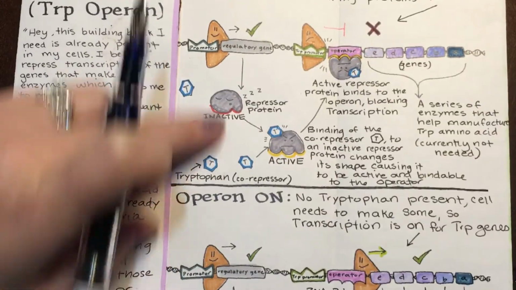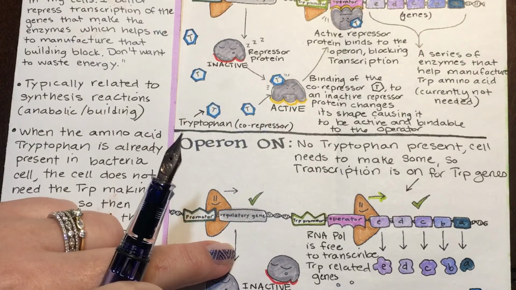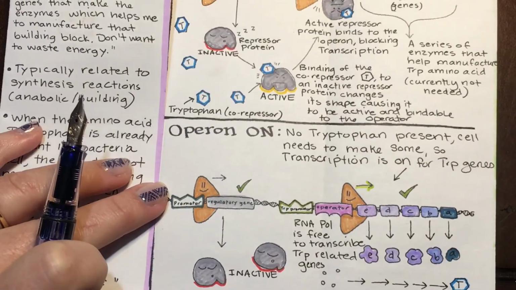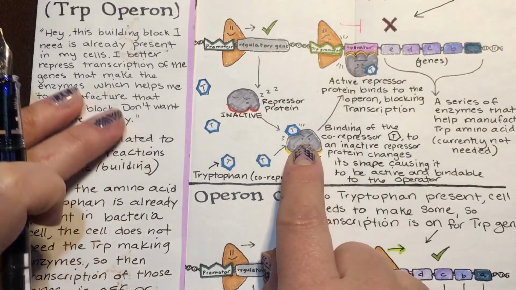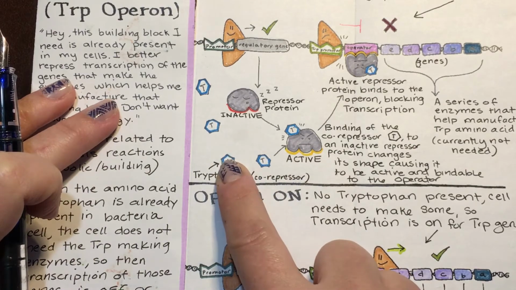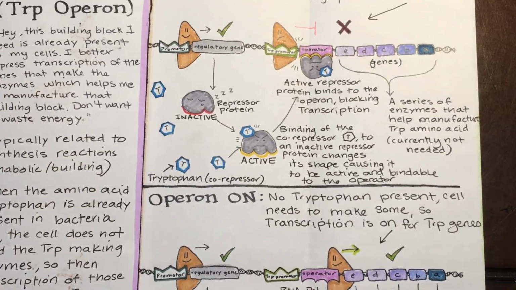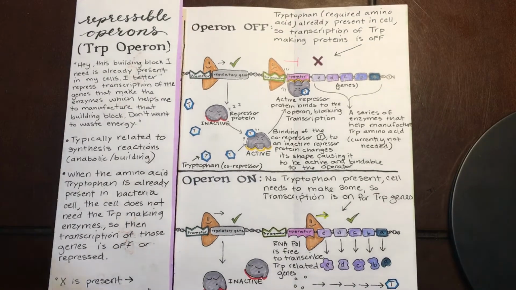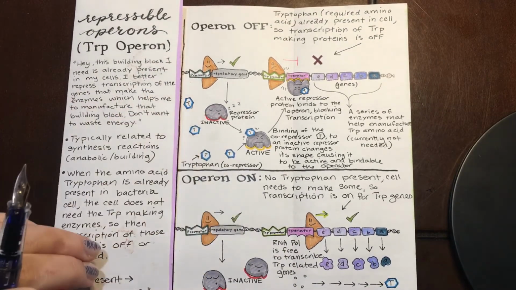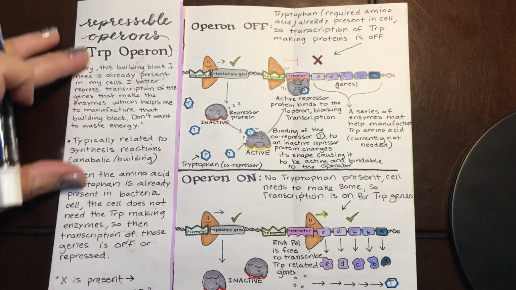This is obviously going to teeter and totter back and forth between the two of these. As more tryptophan is made, it's going to be available to bind to that inactive repressor and change it. So this is also another example of a negative feedback loop, because being able to regulate between the two is very efficient for a biological system.